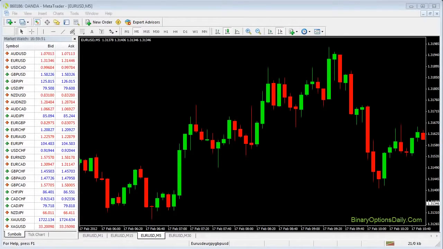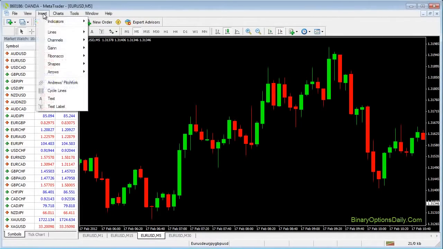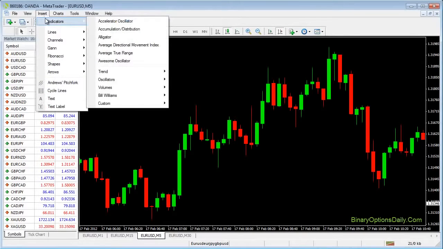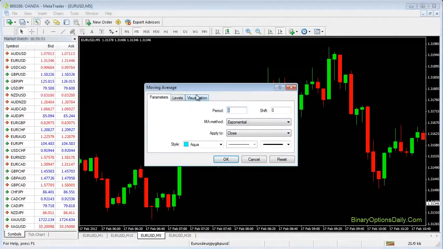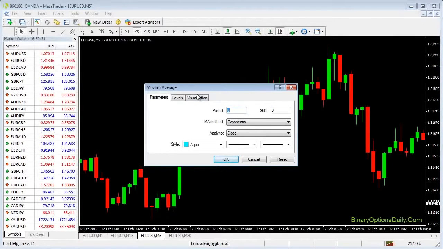The first thing we need to do is add 3 exponential moving averages. So I am in MetaTrader right now, and the way that we add this is by going to Insert, Indicators, Trend, and clicking on Moving Average. And of course, if you're in a different charting software, you are more than welcome to add these as well. And it should be hopefully all the same options and everything that you're allowed to choose from. But we're going to go ahead and add the first one.